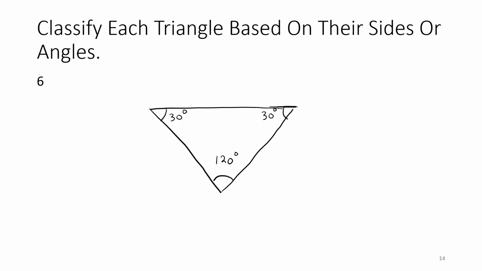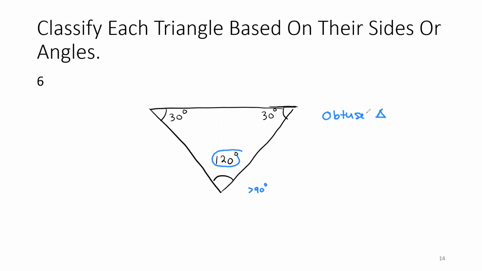Okay, so the one big clue of this triangle is this 120-degree angle. This is 120, which is definitely greater than 90 degrees. So that means if you have an angle that's greater than 90, you have what's called an obtuse triangle.